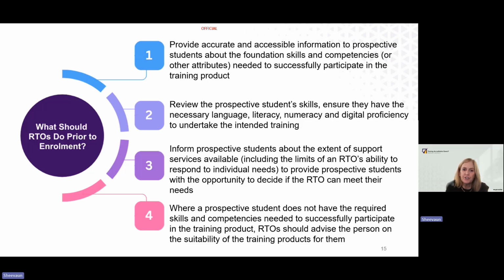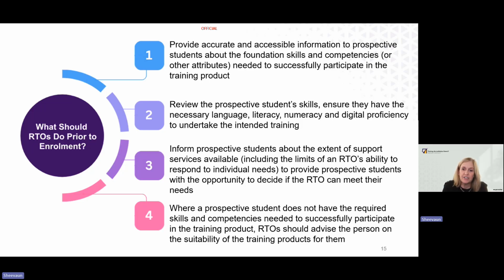Okay, so we've got to review the prospective student skills, and we've got to review those against something, which we'll talk about in a minute. Then we've got to inform the prospective students about the extent of support services available. And this includes any limits that the RTOs have in terms of being able to meet individual learning needs. Because it might be that a student wants to enrol with you, but you don't have the support mechanism in place. That's okay. The idea then would be to make sure that you can help the student progress to potentially an RTO that can help them meet their needs. So that's step 3, about informing the prospective student about the extent of support and whether or not you feel the product is right for them.